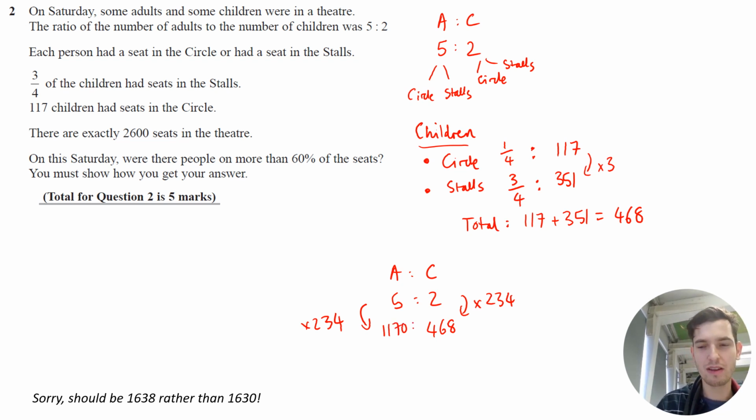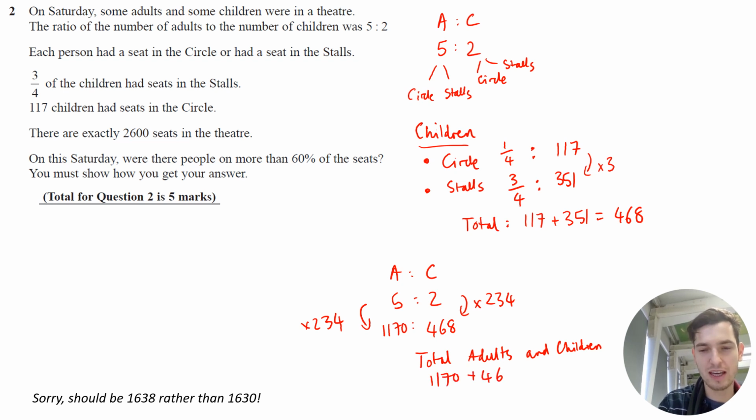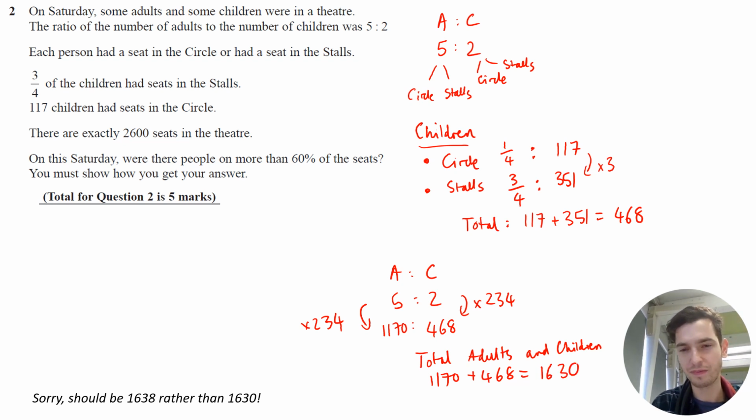Great. So now I think I can work out the total number of adults and children by adding them up. 1170 plus 468. Again, I'm writing down my working, even though I'm going to put it in a calculator. 1,630. Okay, I'm just going to do my final step off to another side. So let's just label the steps. My first step was finding out how many children there are. Second step, how many adults and children.